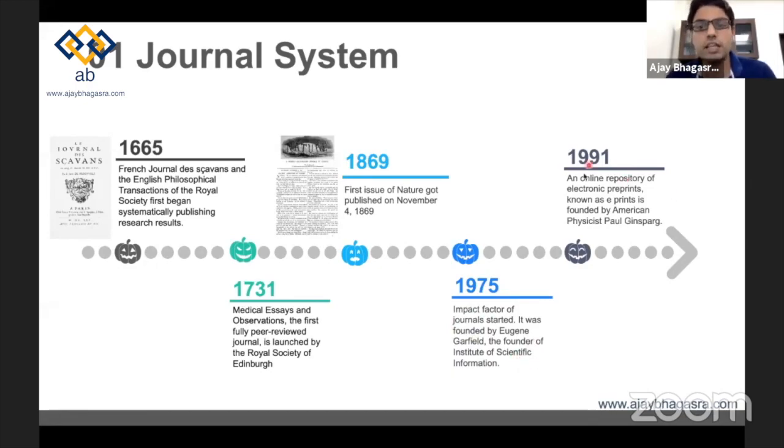And then in 1991, today we are sitting in digital times. Who would have expected that not only Indira Gandhi University, but other universities also would be having virtual conferences and virtual workshops in place? That all started way back in the 1990s, when the online repository of electronic reprints or preprints of journals started making sense, by American physicist Paul. So these are some milestones, this is where we are coming from. It has been a long journey, and a lot of water has flown since then.